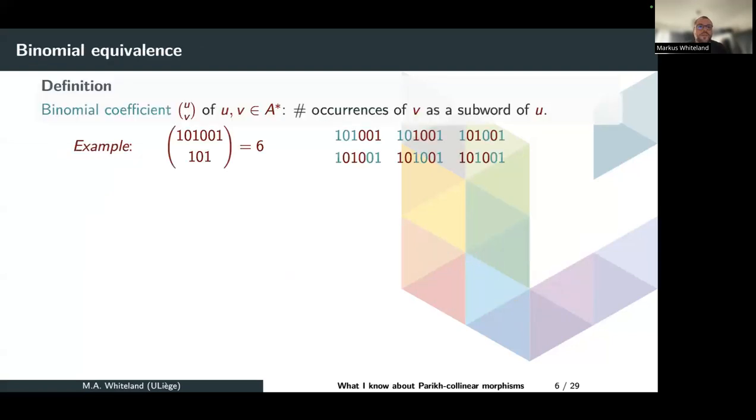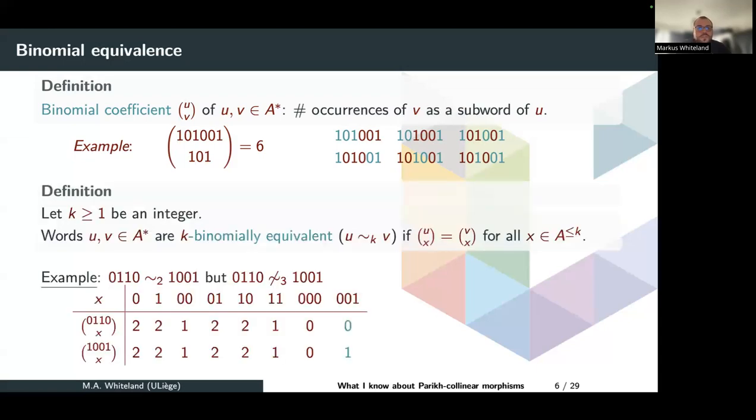Okay, so now to binomial equivalence. We use this notation for the binomial coefficient of two words u and v. So this is just expressing the number of subword occurrences of v in u. As an example, you can find 101 in this word 6 times, and here are all the occurrences.